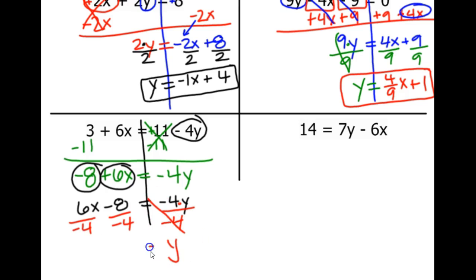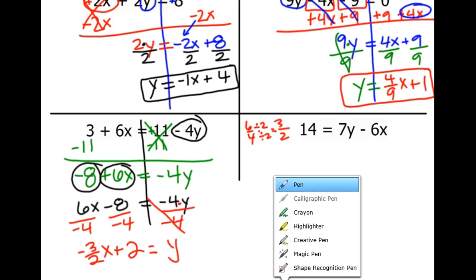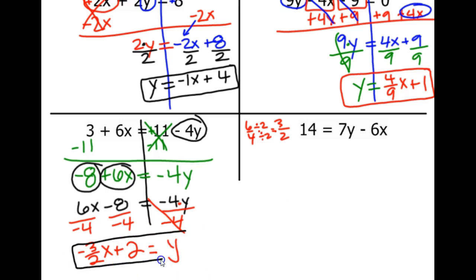So we have y equals, now 6 divided by 4, we can simplify that if we divide by 2. That would give us 3 over 2, but it's negative. With the x, negative 3 over 2x. Two negatives multiply to make a positive, or divide to make a positive. 8 divided by 4 is 2. So all we're trying to do is to get y by itself.